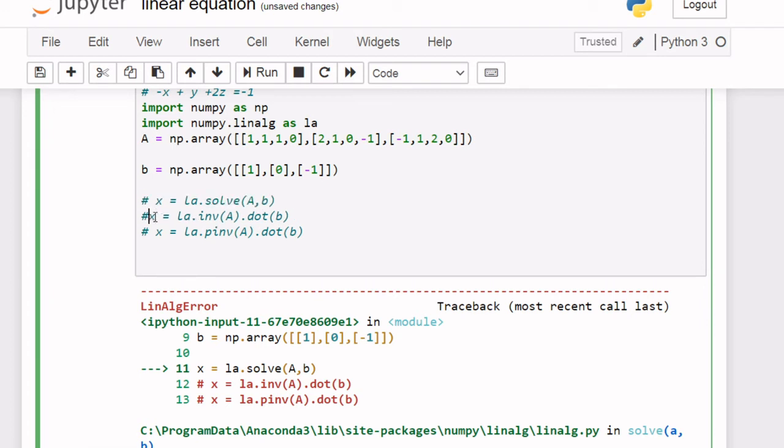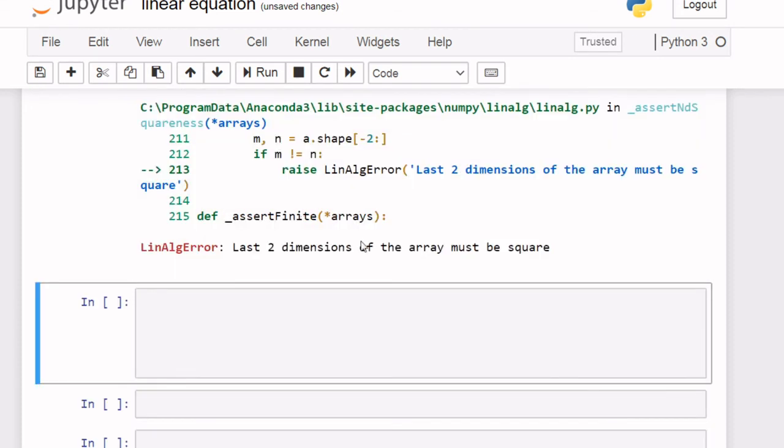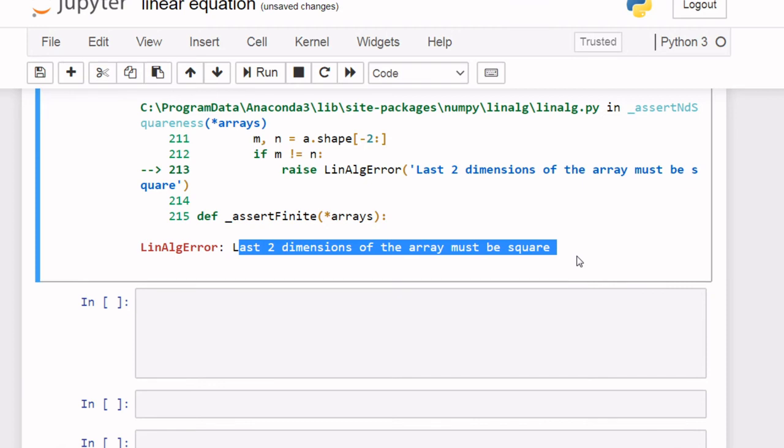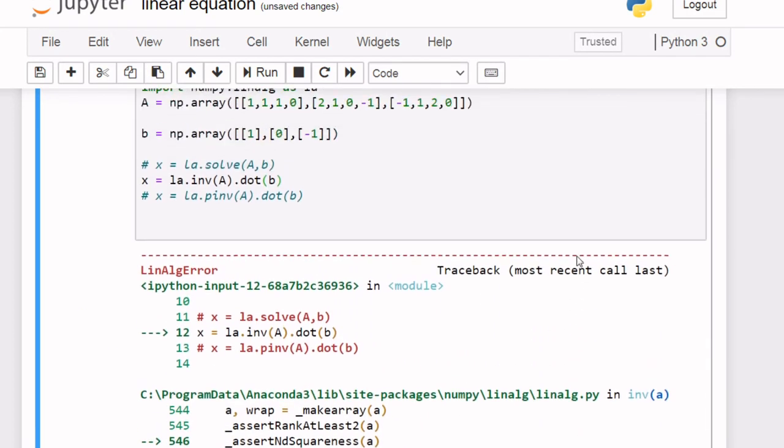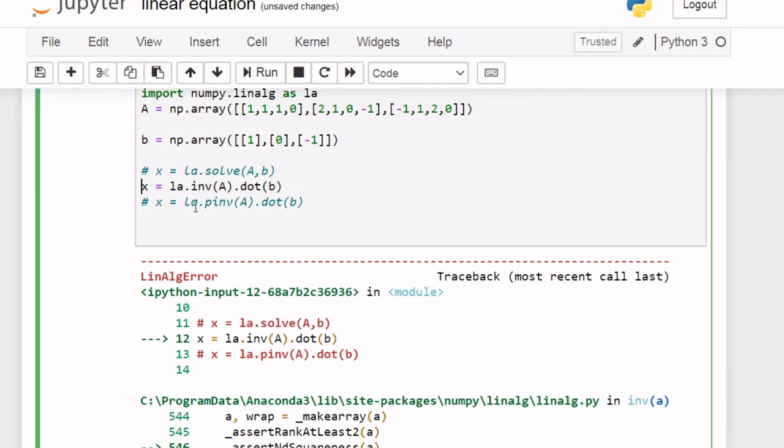And let's now check the other one, whether we can use it or not. Again it says that the two dimensions of the array must be square. So again, we are not going to use this method. We cannot use a method like inv of A dot B.